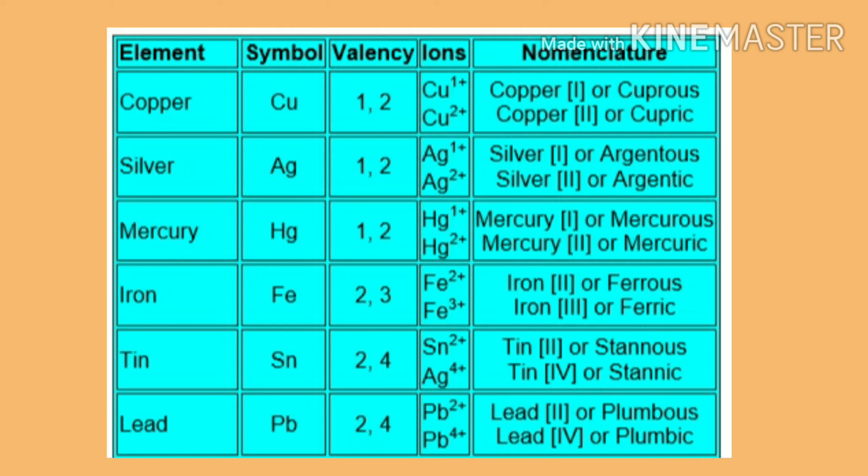Here you get the symbols of the elements 1 to 20, and the symbols of variable valency. All those symbols you have to revise.